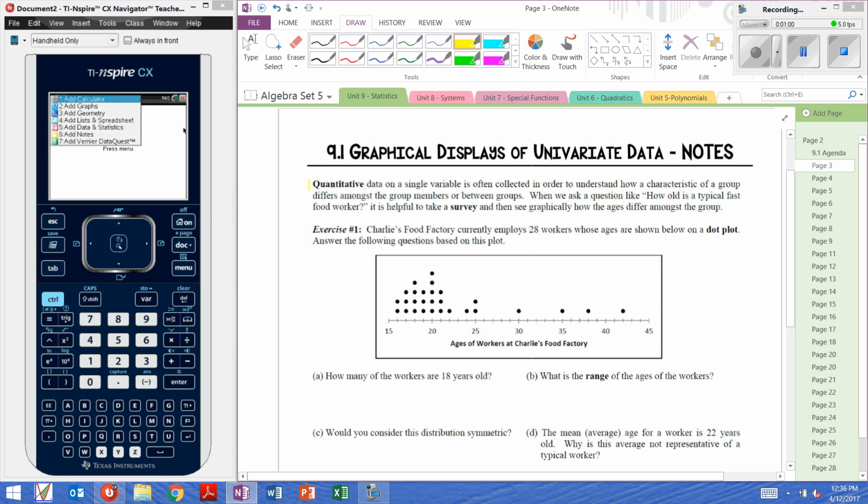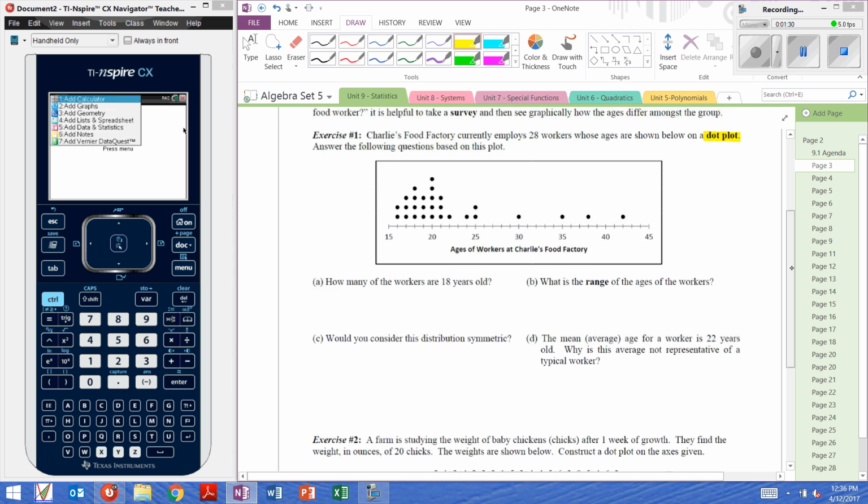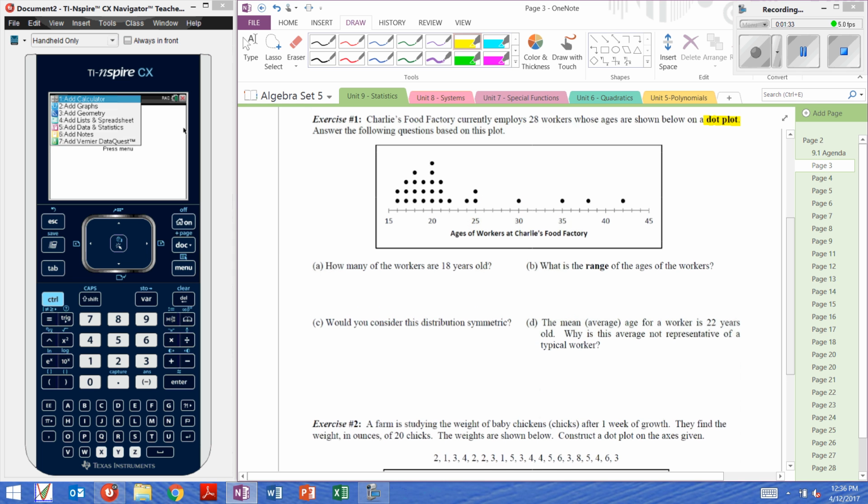First vocab word, quantitative data. Basically talks about quantities, so numbers. If you look at exercise number 1, this is a really good example of quantitative data. There's a bunch of ages, and they're categorized in what we call a dot plot. This is Charlie's Food Factory, and they're telling us that 28 workers, whose ages are shown below, are portrayed on this dot plot. So what we're going to do is use this dot plot to answer the questions.